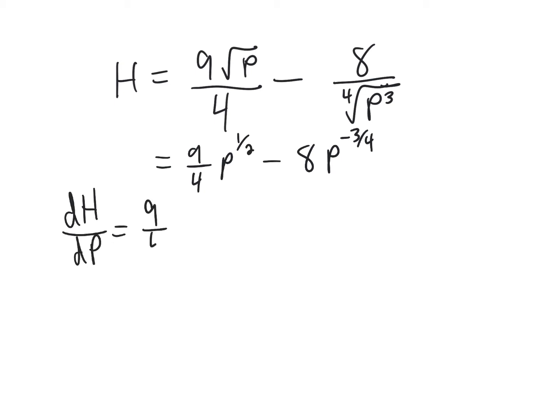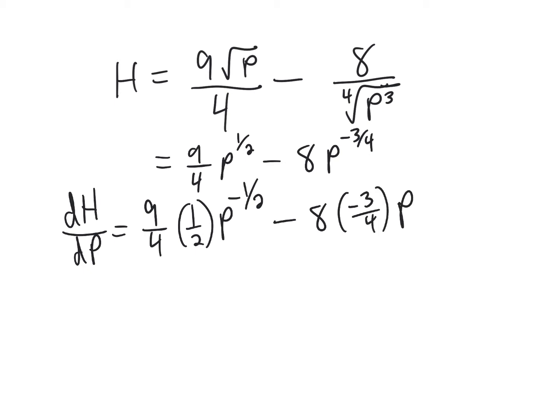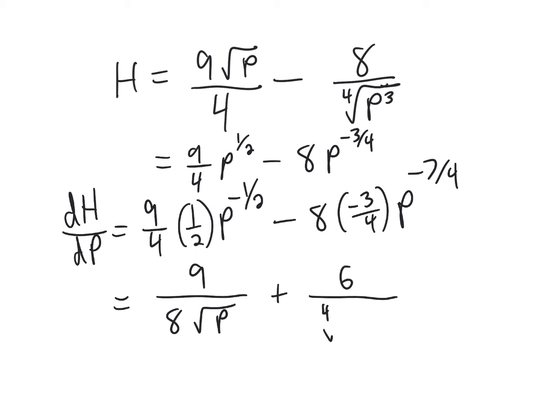We have 9/4 times 1/2 times p to the negative 1/2 minus 8 times negative 3/4 times p to the negative 7/4. Remember, you're always subtracting 1. So 1 is the same as 4 over 4, so 3 minus 4, or just use your calculator. And then we can simplify. This ends up being 9 over 8 root p plus, this will end up simplifying to 6 over the 4th root of p to the 7th.